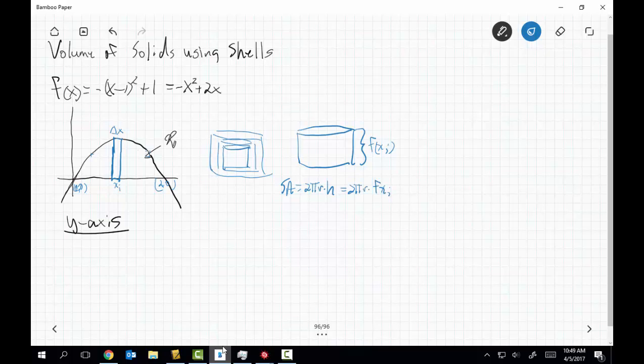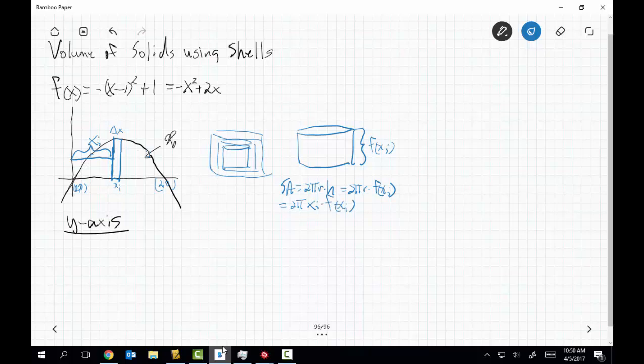Now, what's this r? Well, remember, this is delta x, which implies everything has to be in terms of x. Can't have any y's. And I know the distance between the y-axis and the slice of action is x, right? It varies. As this slice of action moves through my region, this is always going to be x distance away from the y-axis. So this can be written as 2 pi x sub i times f of x sub i.